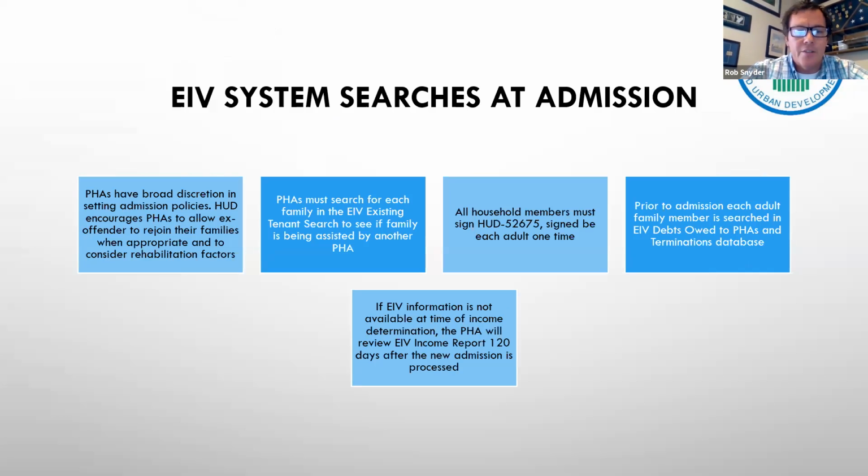So earlier I mentioned that housing authorities would use the Income Verification System, the EIV system, at admissions. And this is just some of the different tools within EIV that housing authorities will use. The first one there talks about the sex offenders and allowing housing authorities to allow ex-sex offenders to rejoin their families. That would be offenders that aren't on the lifetime registration status. And then the tenant search, again, to see if a family is being assisted by another housing authority.